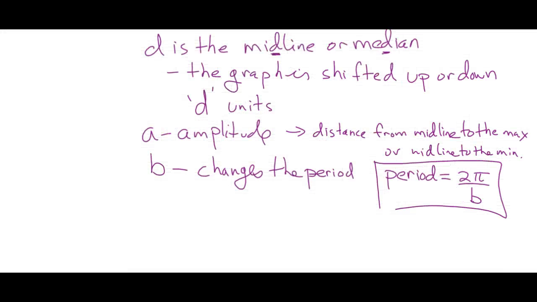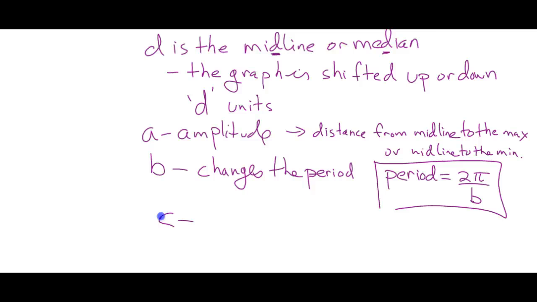So period is 4 pi. Okay, so we've got this going on, right? D is the midline, right? If D is 5, the midline is 5. If A is 2, the amplitude is 2. If B is 2, the period is not 2. It's 2 pi divided by 2, which is pi. All right, what's left? We got D, we got A, we got B, C.